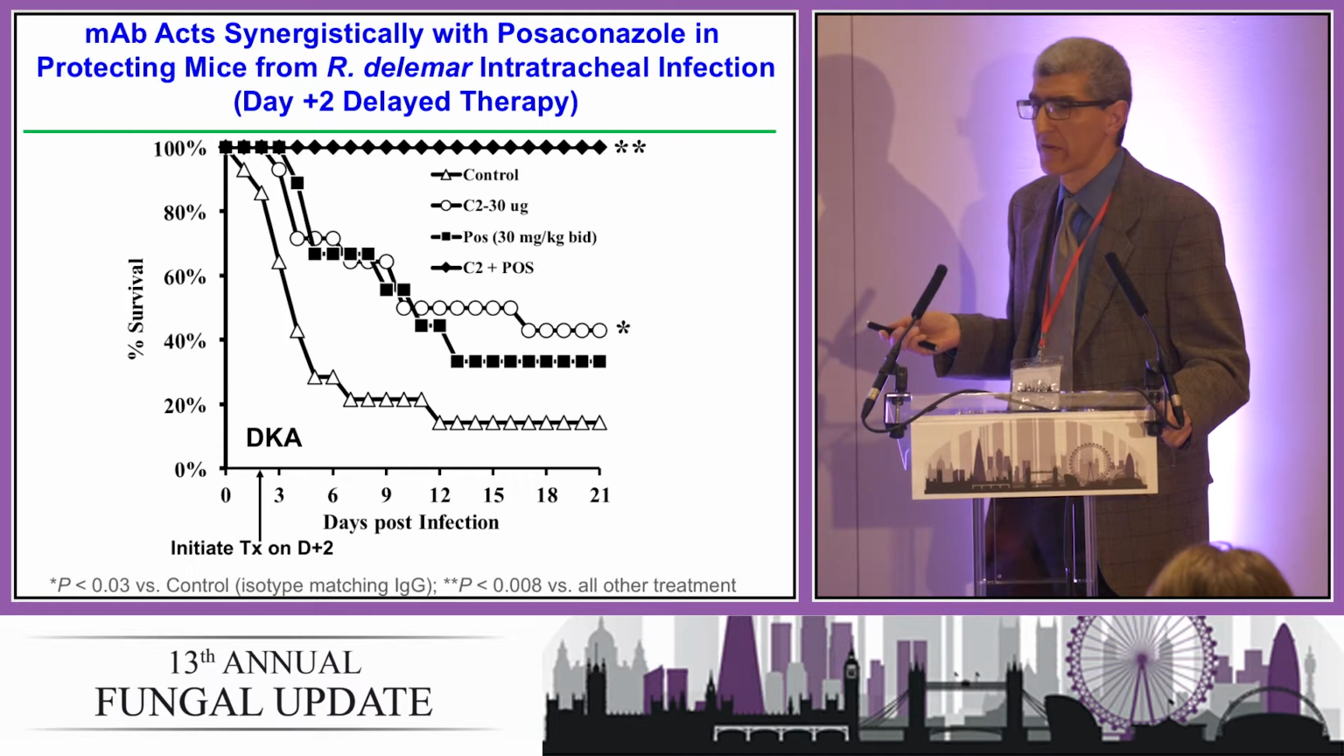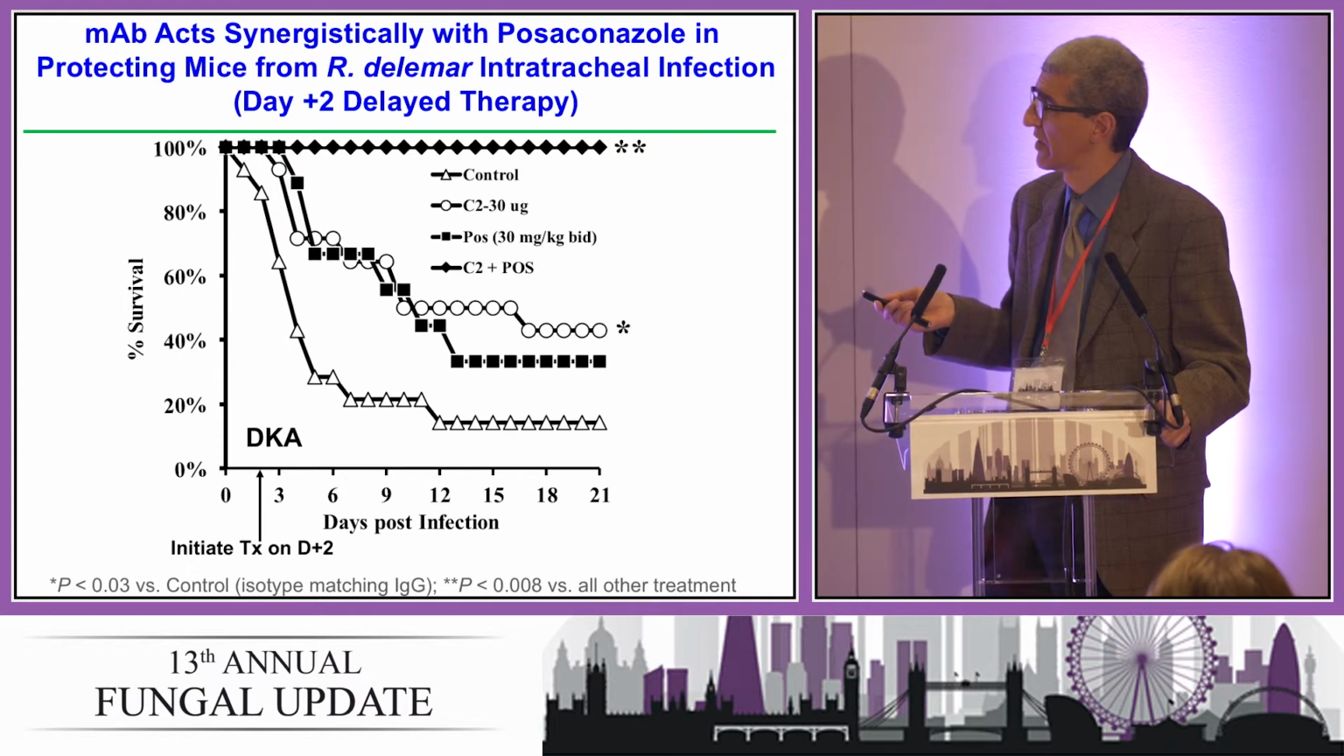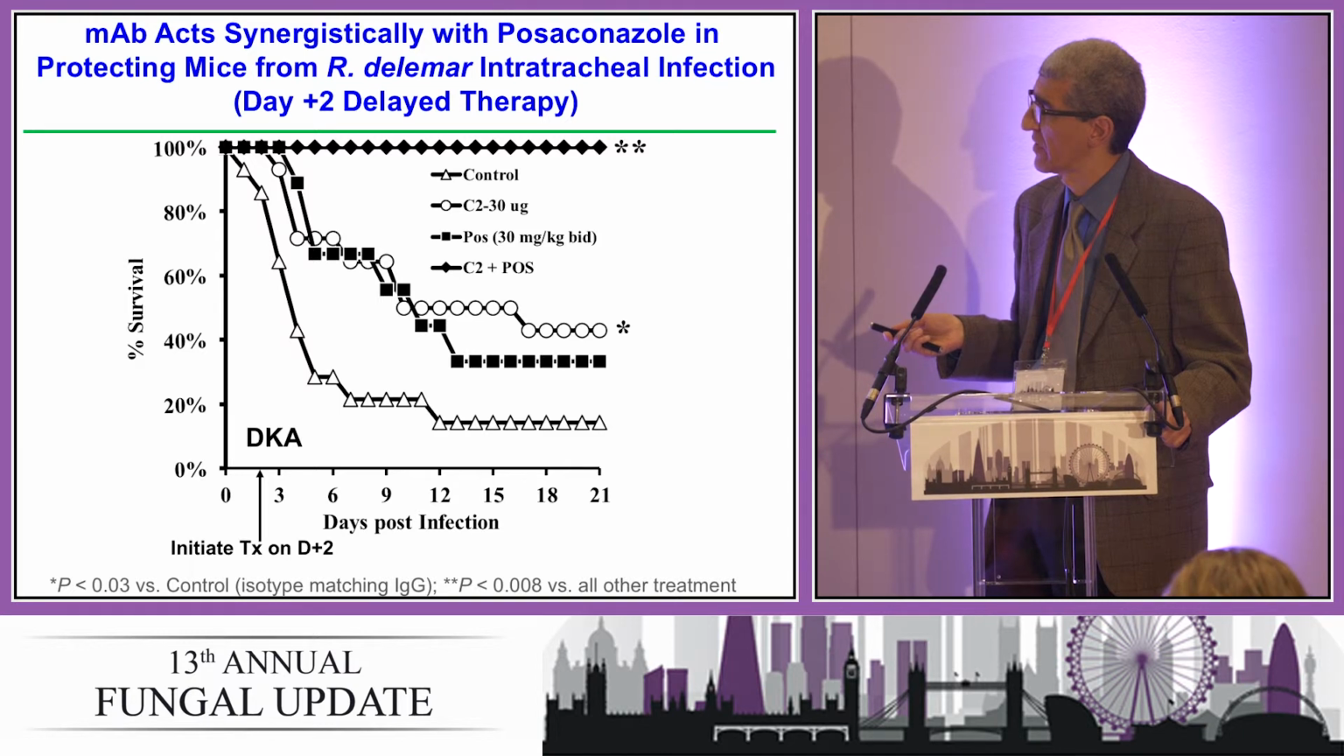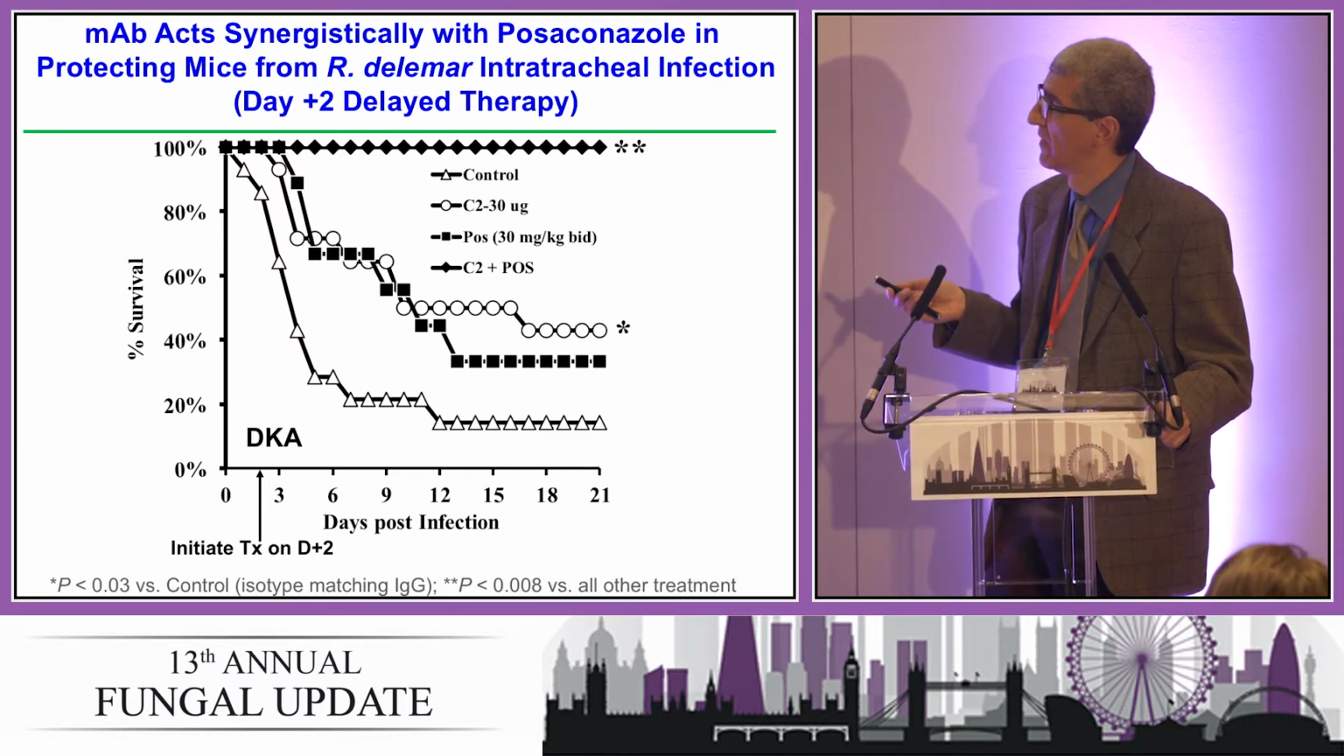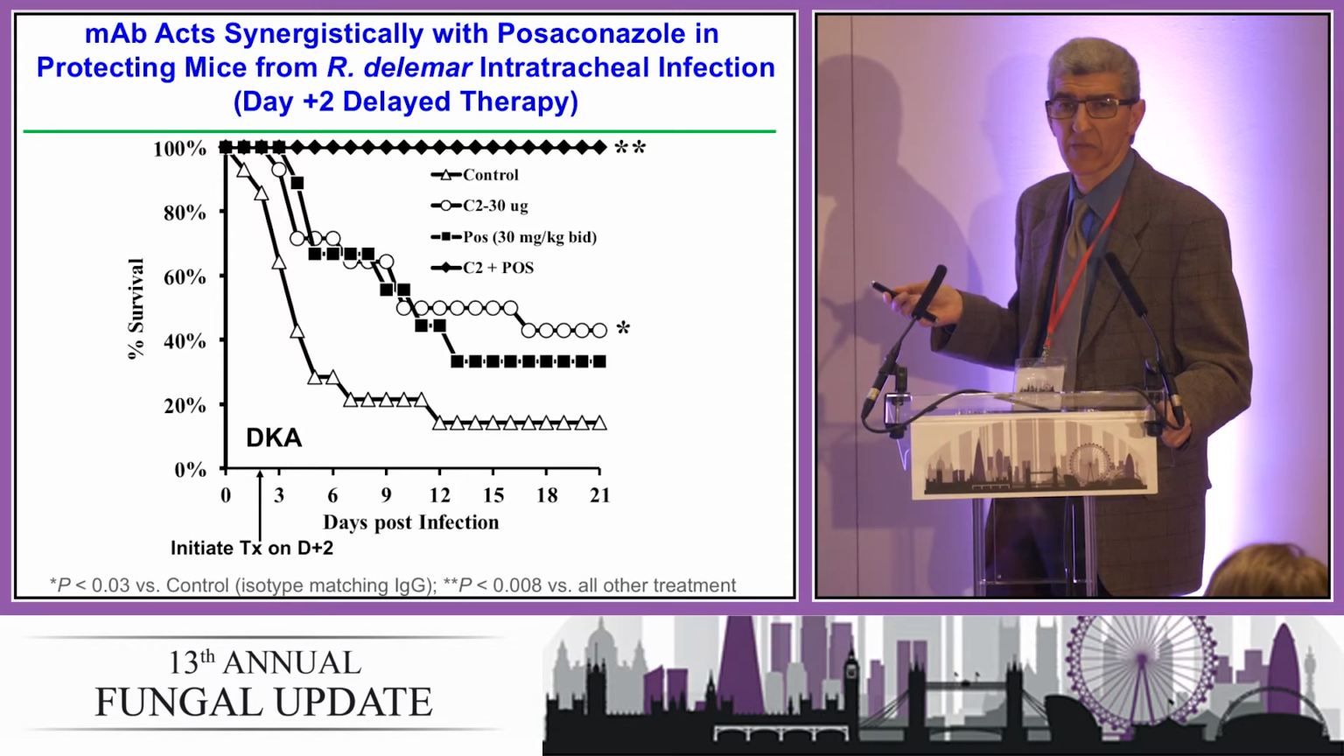As you would expect, because of the delay in giving the antibodies, we have less protection. Instead of having the 70 to 80% and sometimes higher, we basically get 40%, which was statistically significant. But when we combined both, we lost not a single mouse.